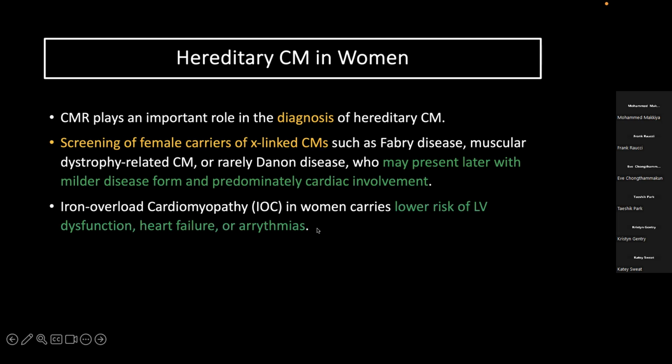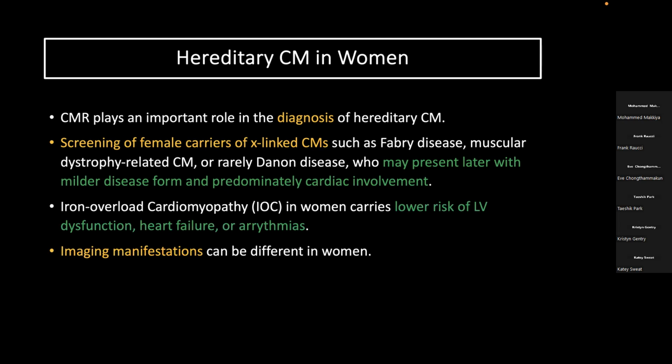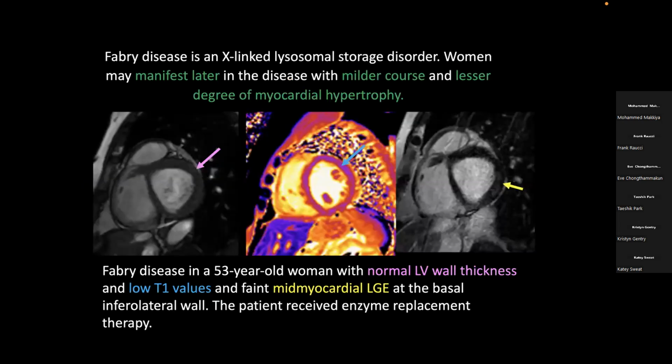Iron overload cardiomyopathy in women carries a lower risk of LV dysfunction or heart failure or arrhythmia. So this is good news for a little bit. Imaging manifestations can be different in women. That's why it's really difficult on the clinical side. That's why CMR complements the early diagnosis for those patients and plays a role in early diagnosis.